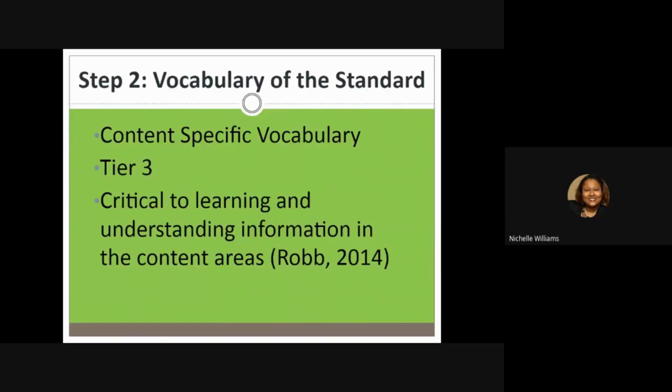Then we move on to the content-specific vocabulary, which is Tier 3. These terms are critical to your course, to the subject, and it is important that students understand these words and the information relative to the content that you're teaching.